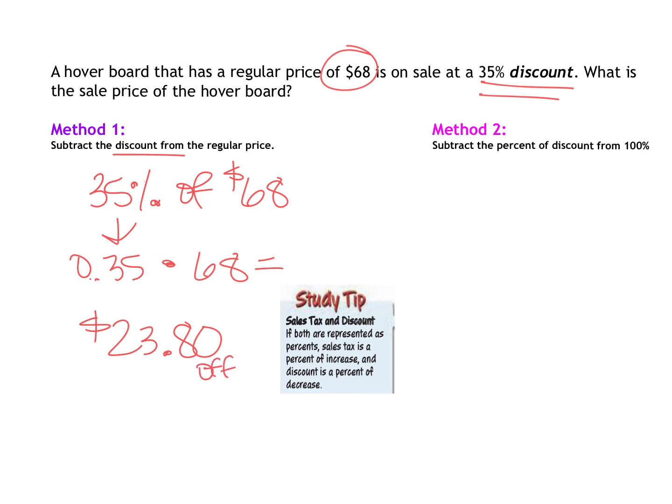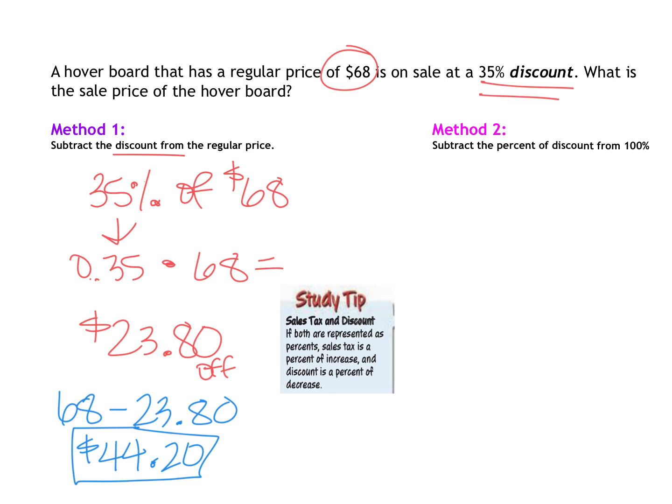That's my discount. So now, because it's discount, I'm going to go back to my original price, 68, and I'm going to subtract $23.80. So 68 minus $23.80 is going to get me 44.2, which is not how I write money. I have to add that 0. So I would pay $44.20.